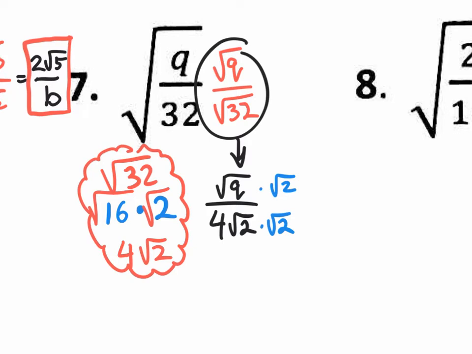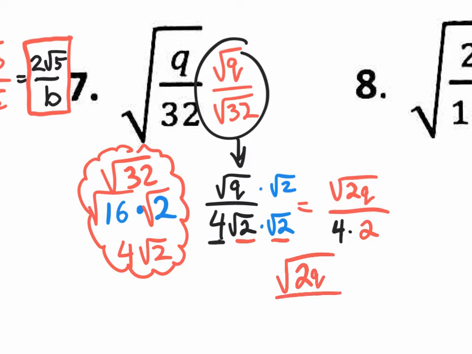So up on top, the square root of q times the square root of 2, we could multiply those together and put them underneath 1 square root. So my answer on top will be the square root of 2 times q. And on the bottom, we have this original 4, there it is, and we said that the square root of 2 times the square root of 2 was just 2. So on the bottom, I really have 4 times 2. So my final answer is going to be the square root of 2q over 8. That's my final answer for number 7. This one required more work than the previous one because we actually had a radical, a square root in the denominator.